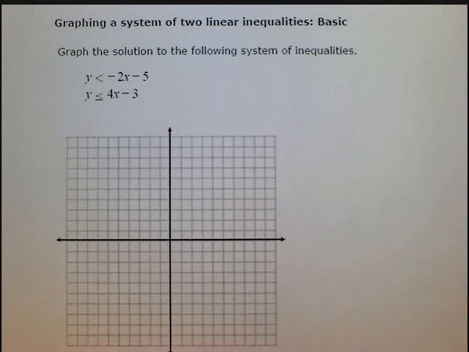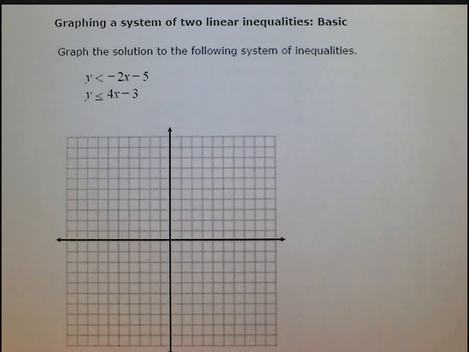Graphing a system of two linear inequalities. Basic. Graph the solution to the following system of inequalities. y is less than negative 2x minus 5, and y is less than or equal to 4x minus 3.